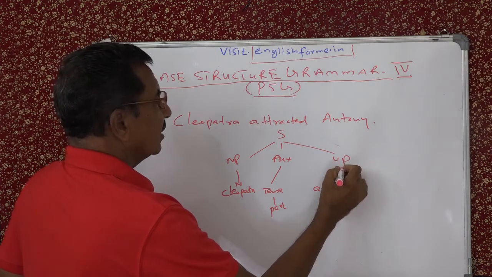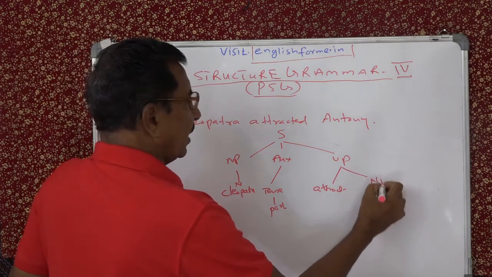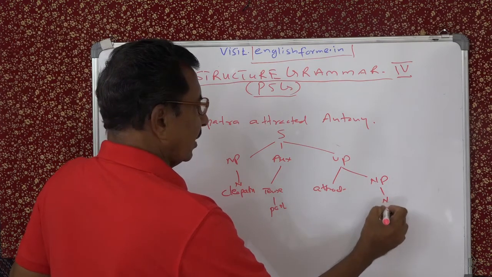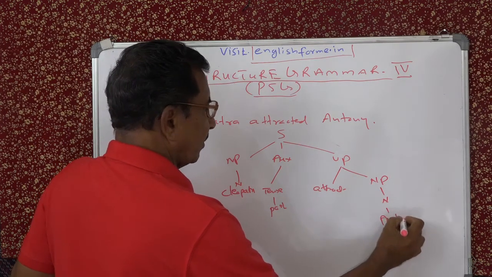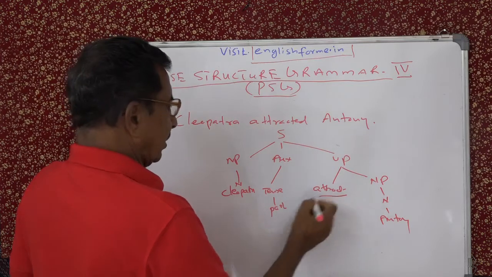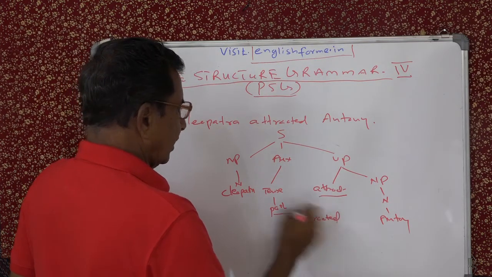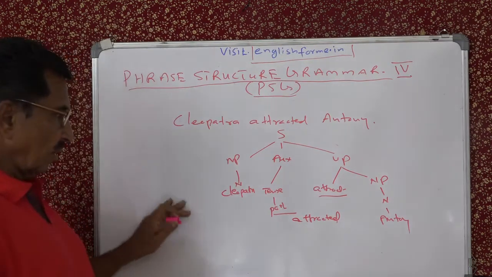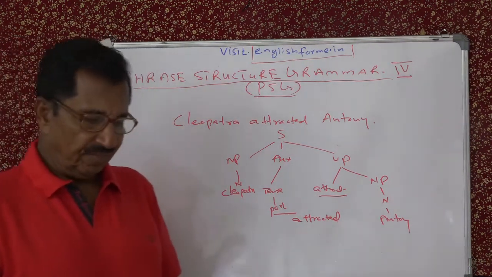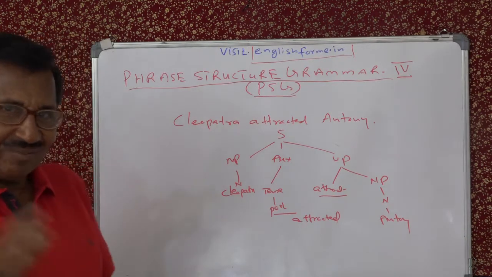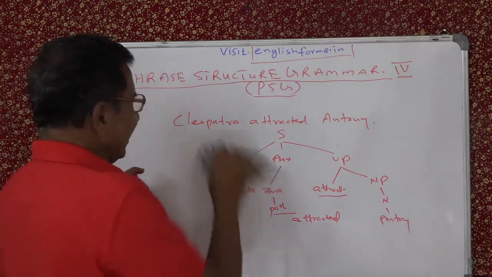Here we have attract, and here we have NP, and NP is a noun, Antony. So attract plus past is attracted. So Cleopatra attracted Antony. Okay, a simple sentence.